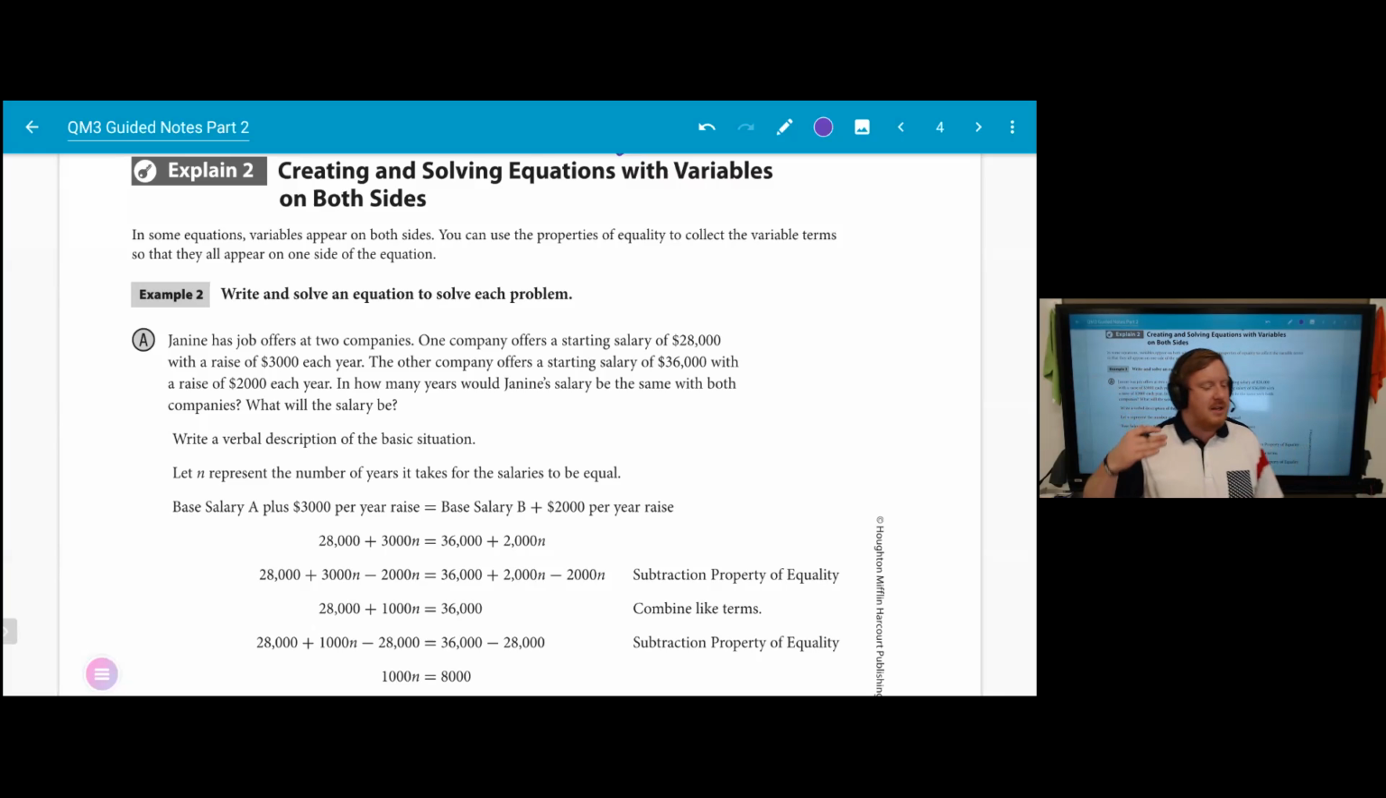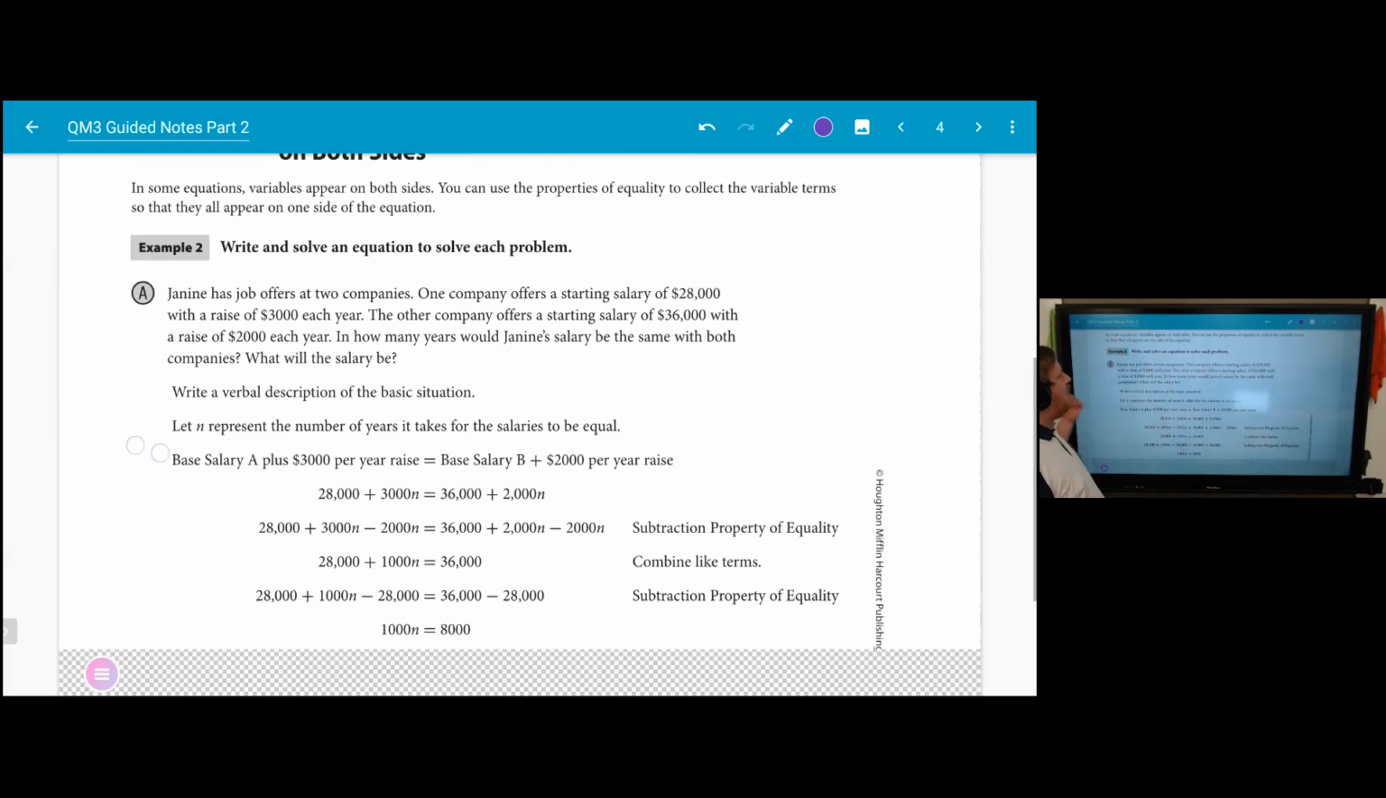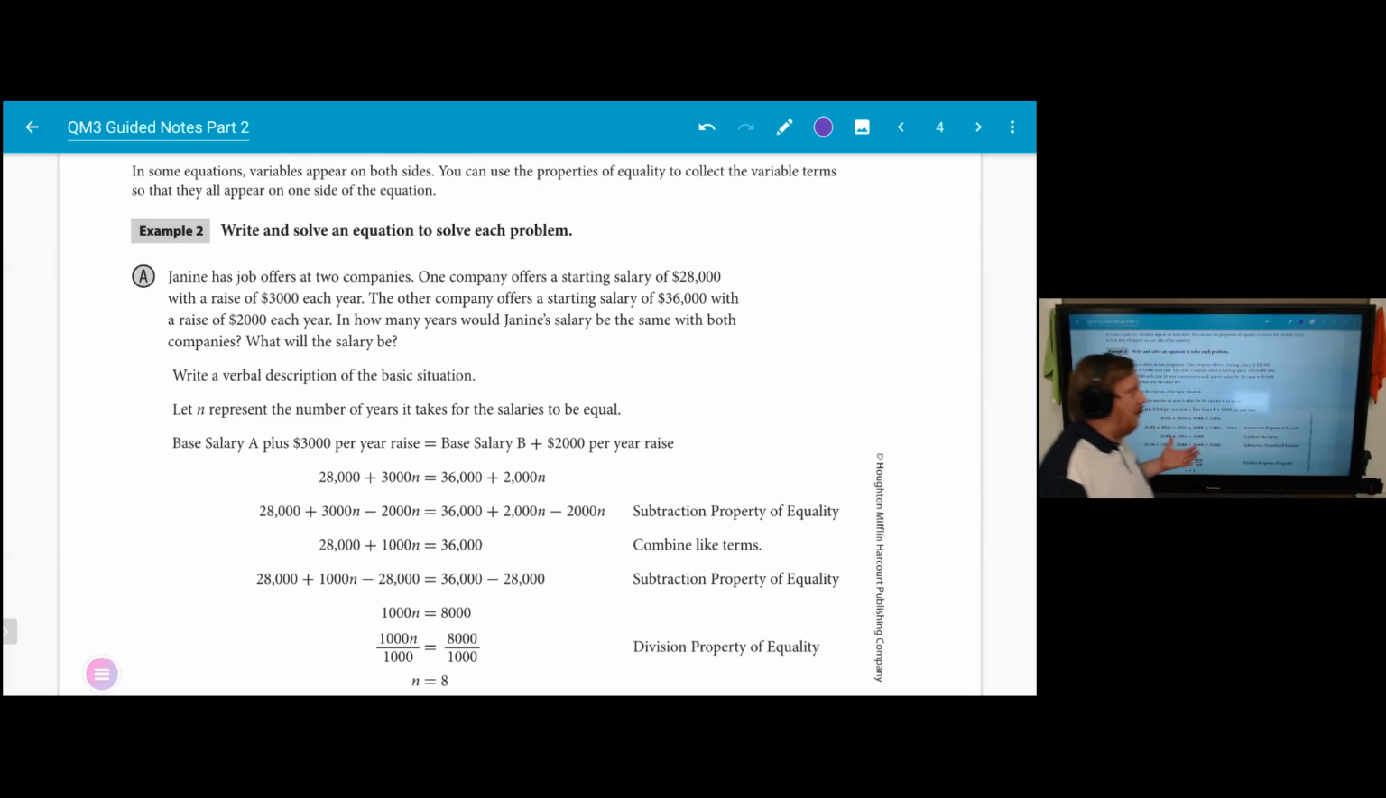We've got creating and solving equations with variables on both sides. That's our kind of new business here. So let's take a look at this. What we're going to want to do is, what is the goal? To get the variable alone. It says write and solve an equation to solve each problem.